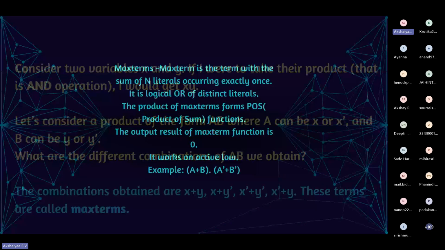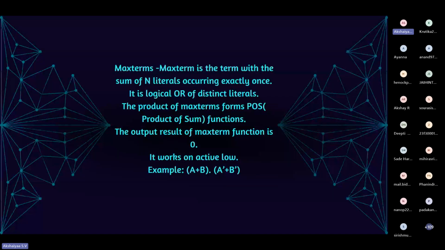This example will make it clear what I mean by product of sums. These are sums which are multiplied with each other. And this is a max term function. As you can notice, the output of a max term function is always zero, or this works on active low.